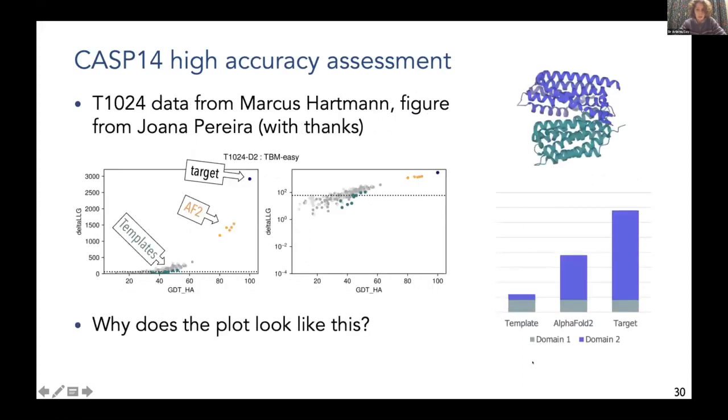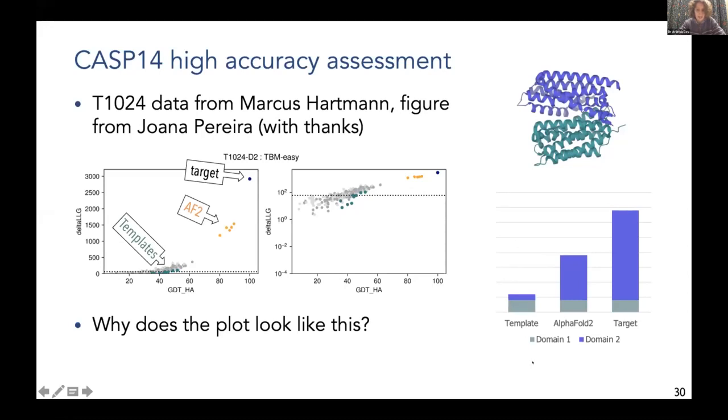I want to just home in on one of the parts of the high accuracy assessment that I think illustrates a point I want to make really well. So this is the T1024 data set. This is data prepared by Marcus, and Joanna did the figure here. This is the structure shown on the right. And what this test is all about for molecular replacement is that you take your target component, which in this case is domain 2 of this T1024 structure, and let's say that's the one in blue. And you put the background for the search in, which is in green. So this is as if you had a partial molecular replacement solution.